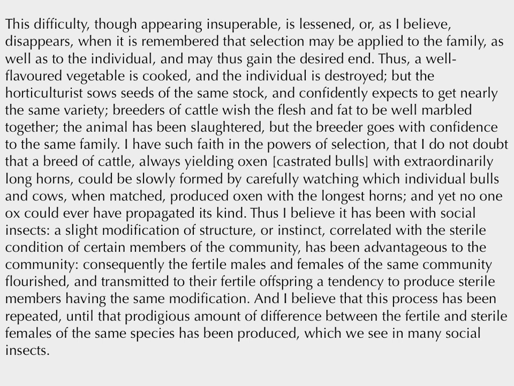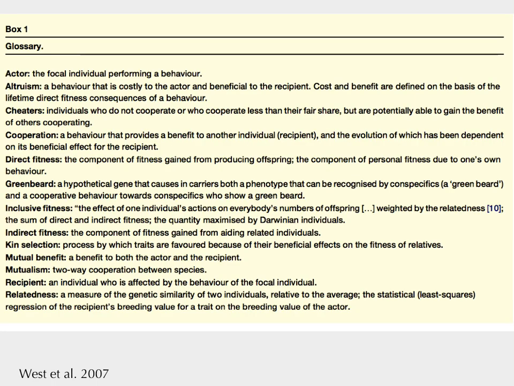Okay, good. So here's how Darwin deals with this. Now we're going to go a little deeper into some of the more modern thinking and even have an equation. You'll handle it okay, it'll be fine. So, a glossary of some of the terms we're going to be talking about. Actor: the critter we care about that is performing a behavior. Altruism: a trait that seems to have a cost to the actor and benefit a recipient.